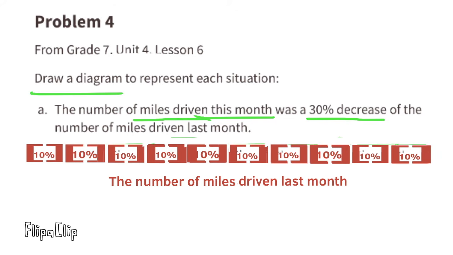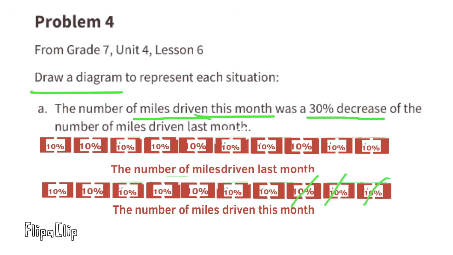To represent the number of miles driven this month, we need to knock off 30% because there was a 30% decrease. This second diagram represents the number of miles driven this month. That would be 70%, 7 sections, each worth 10%.